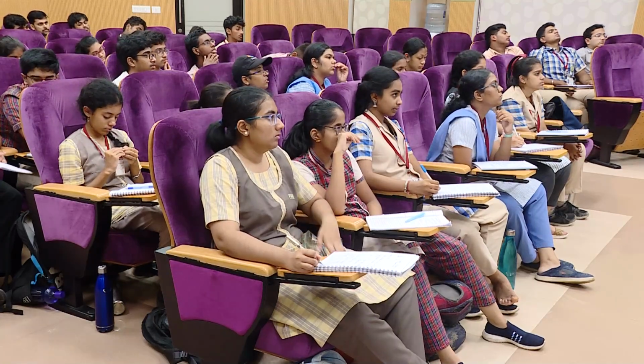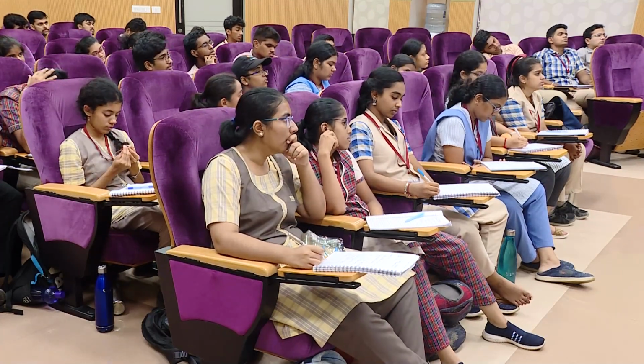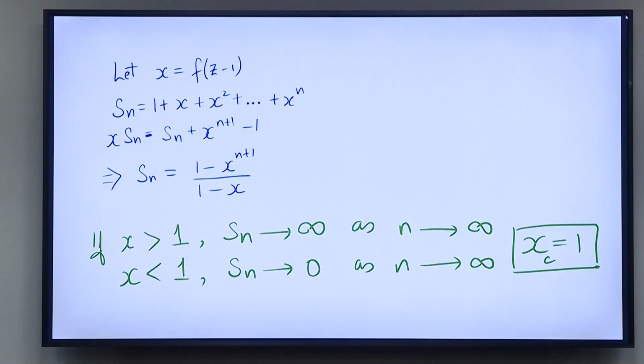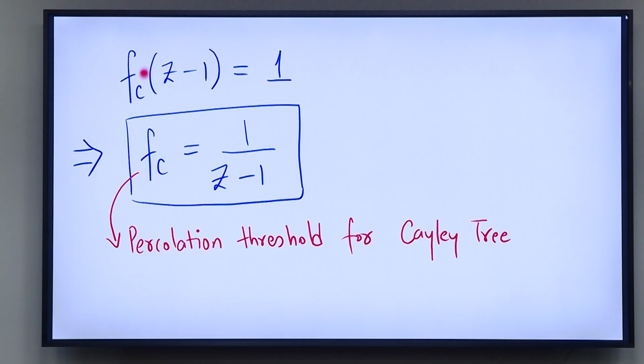That means equal to 1 forms the threshold. It decides whether the number of bonds in the cluster, as the cluster grows to infinite size, becomes infinite or goes to 0 in comparison to the total number. Xc is 1, so Fc into Z minus 1 is equal to 1, because X was F into Z minus 1, which tells us the percolation threshold, Fc, for this tree. This particular problem has a percolation threshold given by 1 upon Z minus 1. Z is the number of neighbors in total.